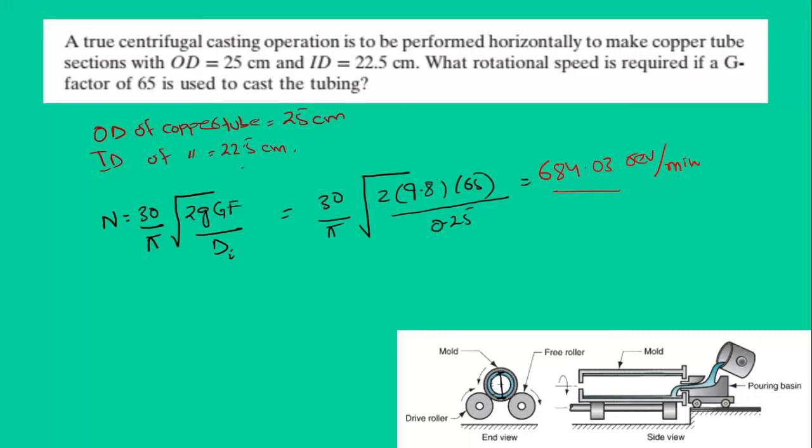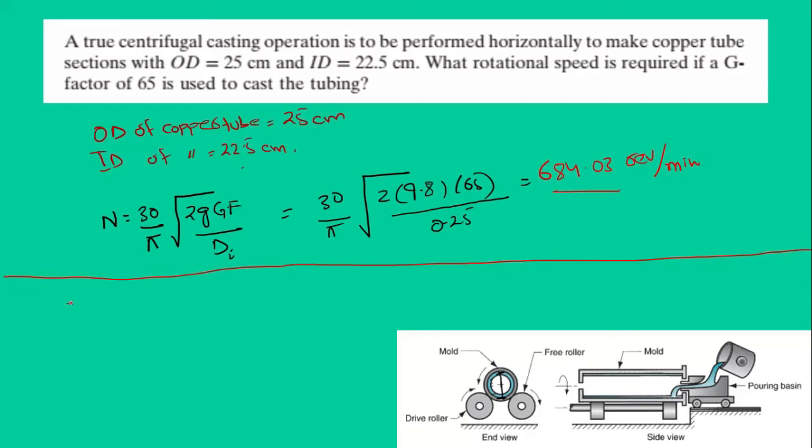Now the second case for this one is the vertical alignment. We can also perform true centrifugal casting in the vertical alignment, right? It's called a vertical true centrifugal casting. Let us divide this one.